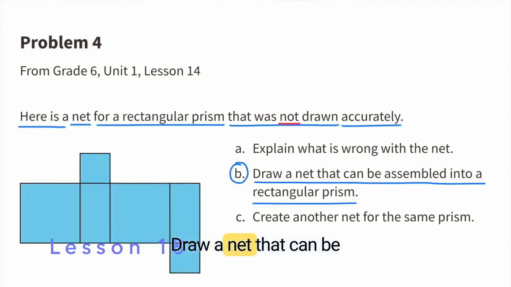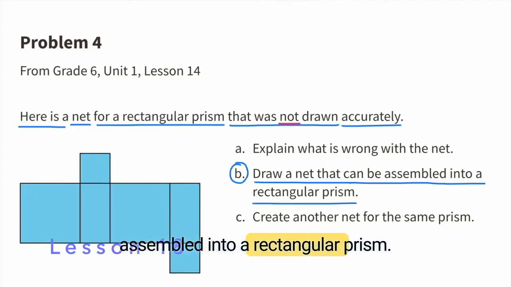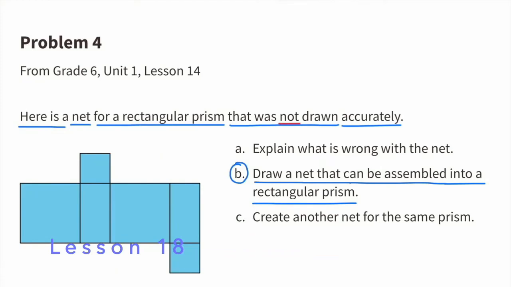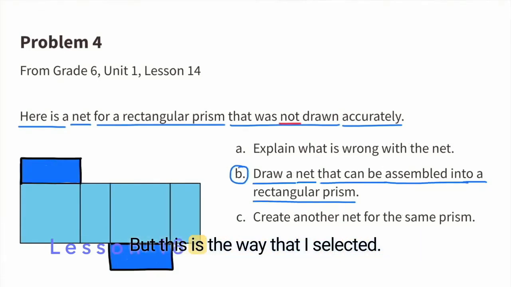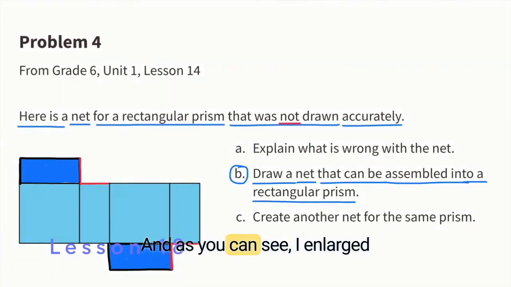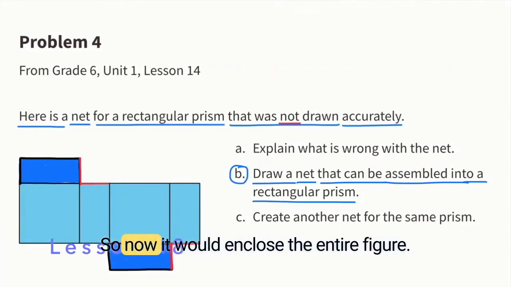B. Draw a net that can be assembled into a rectangular prism. There's quite a few different ways you can do it, but this is the way that I selected. And as you can see, I enlarged that section that was too short before, so now it would enclose the entire figure.